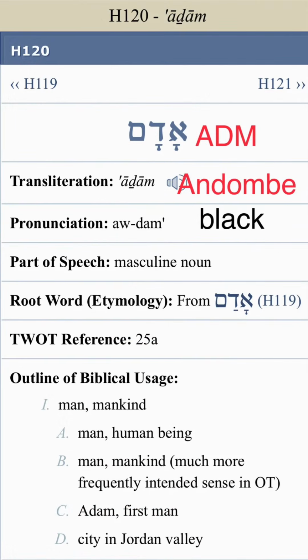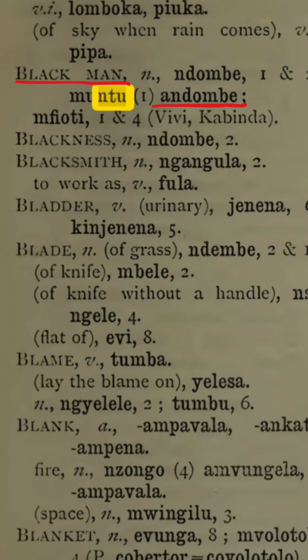So he created man in his own image. And the word man in Hebrew is Adam. Now, Adam can be seen in the Kikongo word Andombe, which also has the consonants ADM, which gives us Adom or Adam. Now, Muntu Andome means black man.